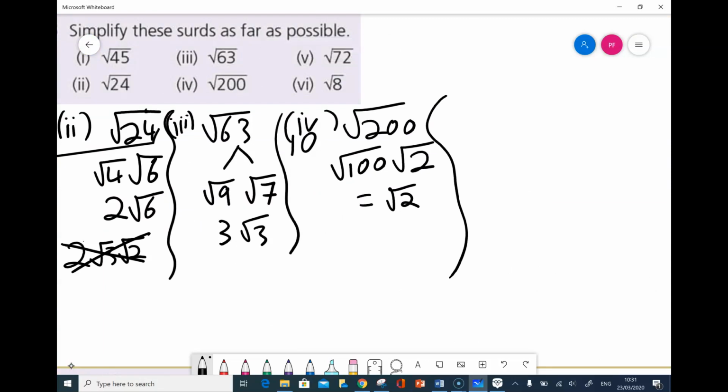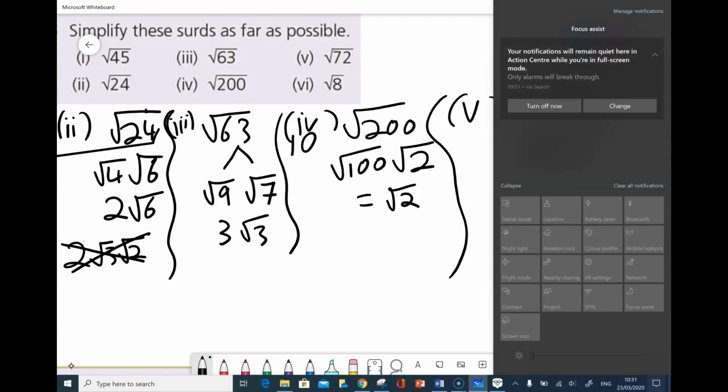Then I'll have part 5. Part 5 is the square root of 72. Now, that's a bit of a tougher one there, so break it down as best you can. So it's the square root of 36 by the square root of 2. Oh, and how do I know what numbers to pick? To be honest with you, it's just habit.